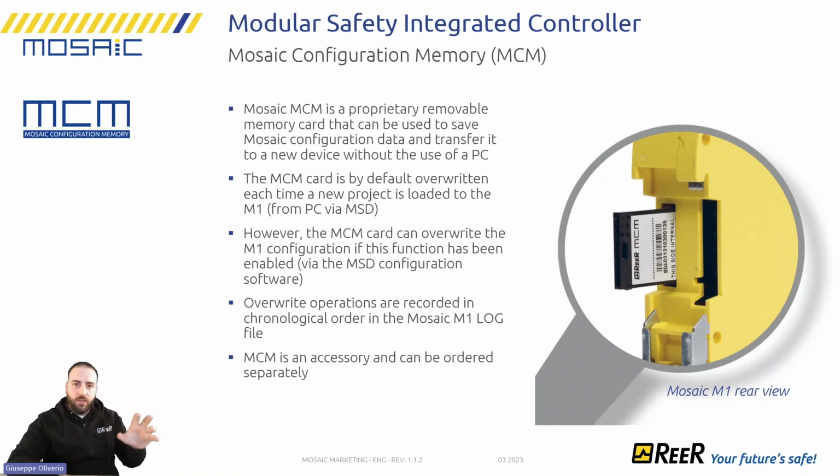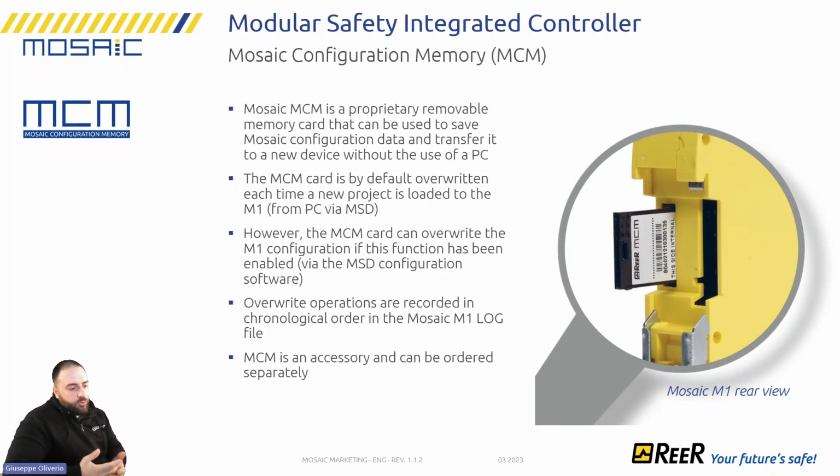New main unit, MCM: the customer can buy a new main unit. You can buy a new main unit without any software inside. If you have the memory card, just send the memory card to download, and the customer, by inserting the memory card, will continue to work. But again, it's not mandatory.